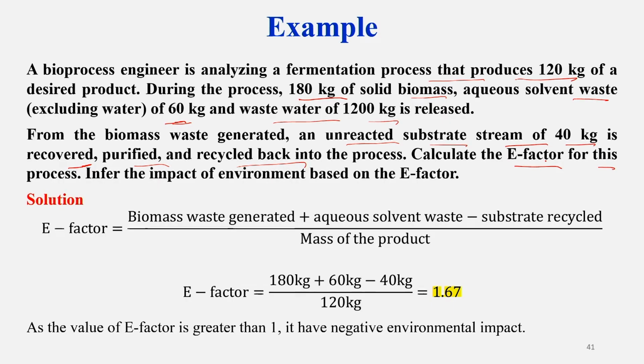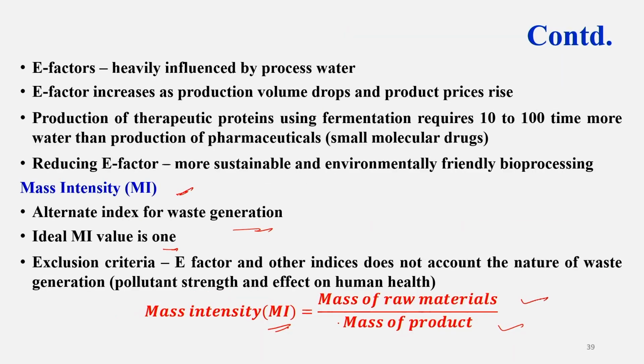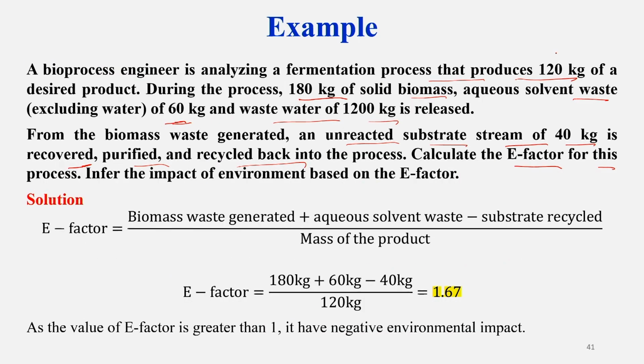So, how do we define the E factor? E factor is defined as mass of waste divided by mass of product. What is the mass of product? Mass of product is 120 kg. Now, what is the mass of waste? You are generating 180 kg of solid waste, and you are generating aqueous solvent as 60 kg, and from the biomass generated an untreated substrate stream of 40 kg is recycled, so minus 40 kg.